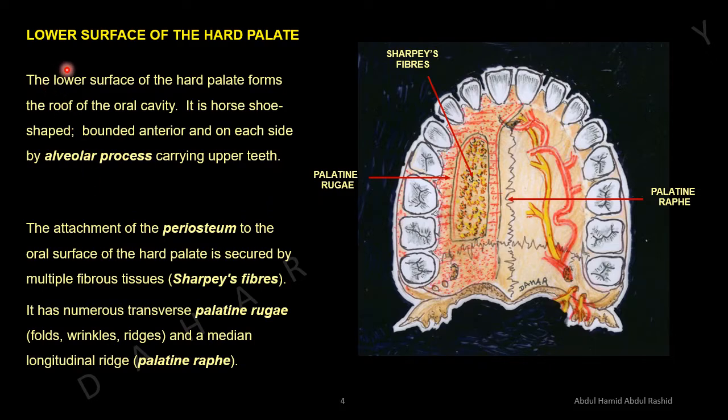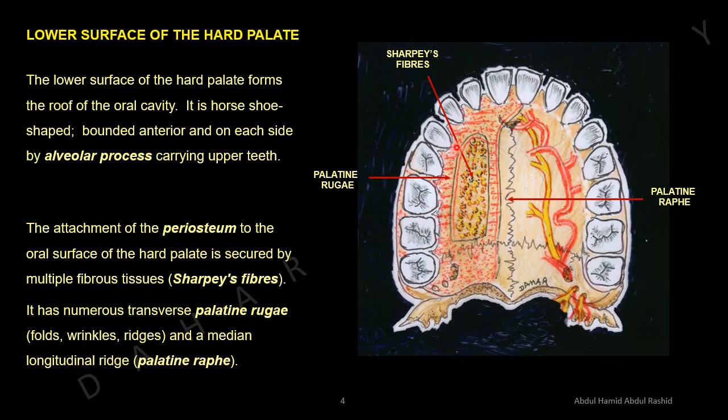Lower surface of the hard palate. This is the lower surface of the hard palate, which is the roof of the oral cavity, and we are looking from below. The lower surface of the hard palate is horseshoe-shaped. It is bounded anteriorly and on each side by the alveolar process, which carries the upper teeth. The attachment of the periosteum to the lower surface of the hard palate is secured by multiple fibrous tissue called Sharpey's fibers.